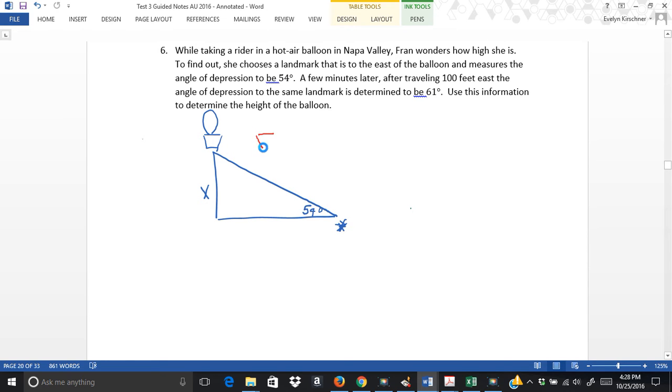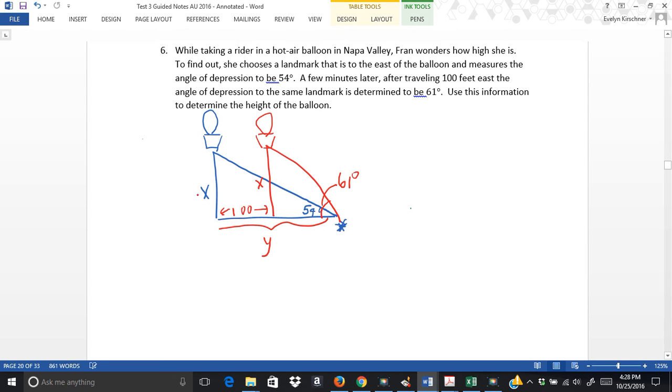here she is, and she's still the same height x, but this is 100 in this direction. And now when she looks, this whole angle is 61 degrees. So I call this whole distance y, and I have two triangles.